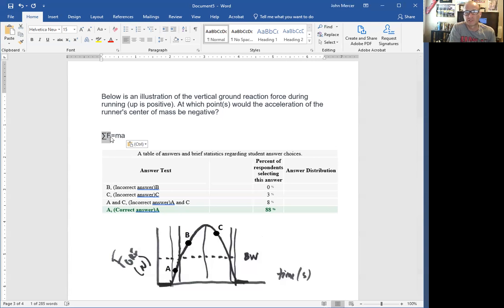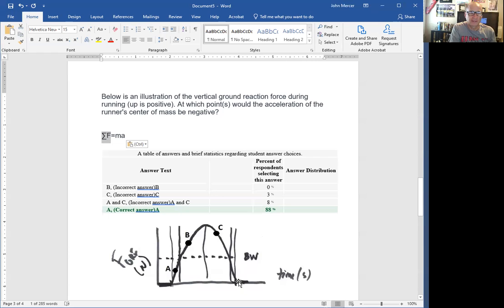So we're really looking for a situation where the force of gravity is greater than the ground reaction force. And there are two instances in this figure where that will be the case. Here's that dotted line for body weight, which represents the force due to gravity acting on the person. All we're really looking for is any instance where the acceleration will be negative, which means that the ground reaction force will be less than body weight, less than the force due to gravity acting on the object. So we're looking for any point below this dotted line. That's over here, and that's over here.